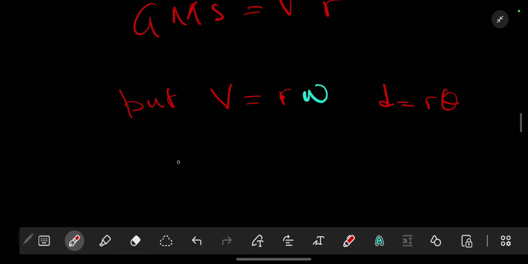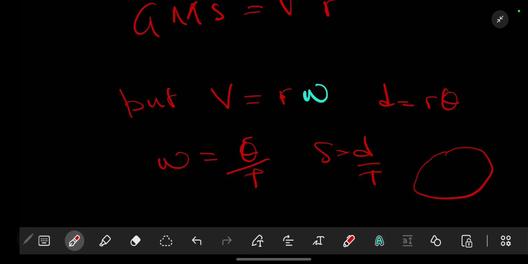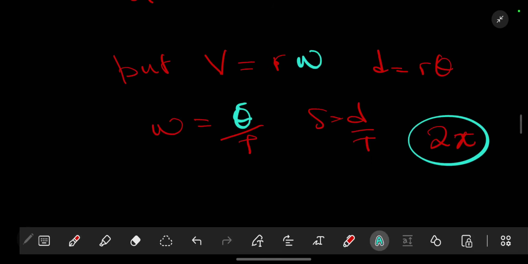But we also know that the angular velocity is equal to the angular displacement over time. The same formula, not distance, but velocity or speed is equal to distance over time, so it applies now in angular form. If it makes a complete circle, the angular displacement will be 2 pi. So the complete circle is 2 pi, that's the displacement of the circle.